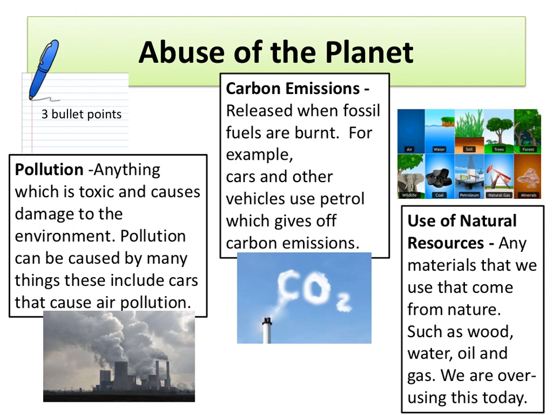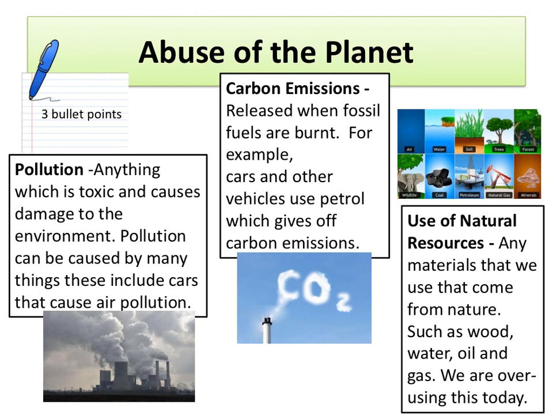Having looked at how the world was created, we now need to look at the way that we treat the world. Abuse of the planet basically means the way that we're damaging the environment. And we've got 3 different things that we're doing that are damaging the environment at the moment. As I go through them, I just want you to write down 3 bullet points to be able to explain ways in which humans are damaging the environment.